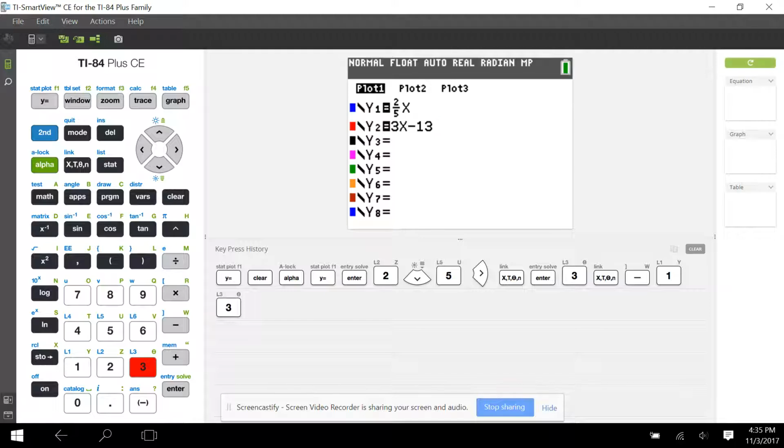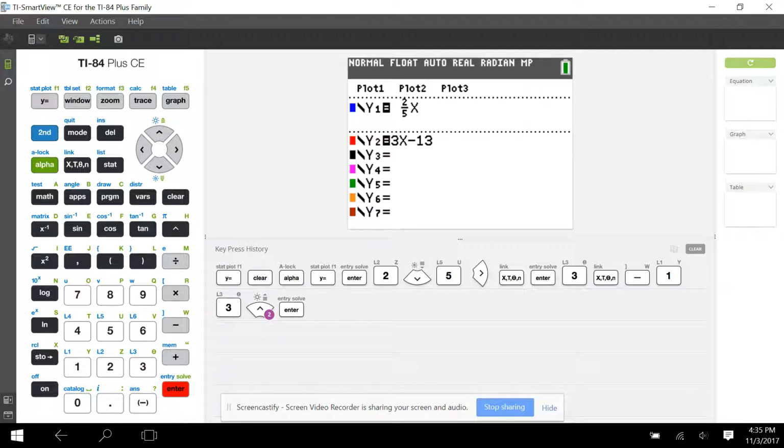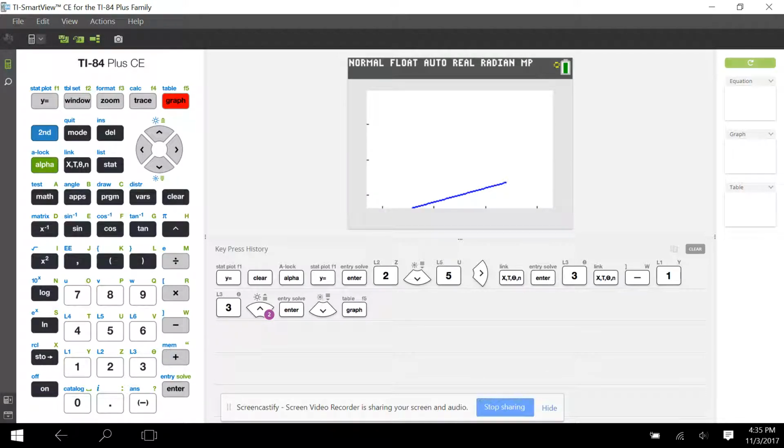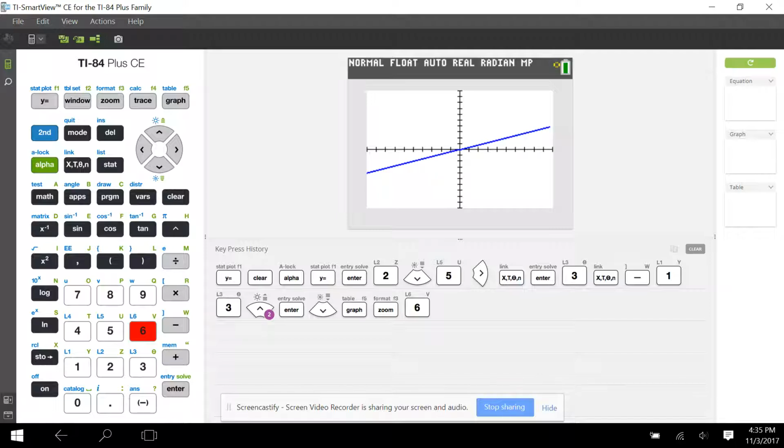All right, so I have two equations in here. I'm going to go ahead and turn the plot off up here at the top by hitting enter, because I don't want that on. If I hit graph over here, I have a weird window. So when you have a weird window like this, and nothing's showing up, let's try Zoom 6. Zoom 6 is standard, it resets the window, you can see right here. All right, there's my two lines, and they are crossing.